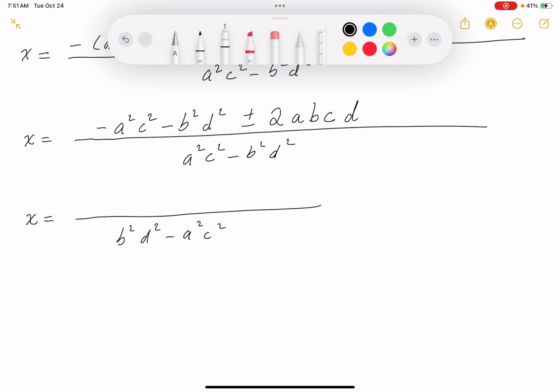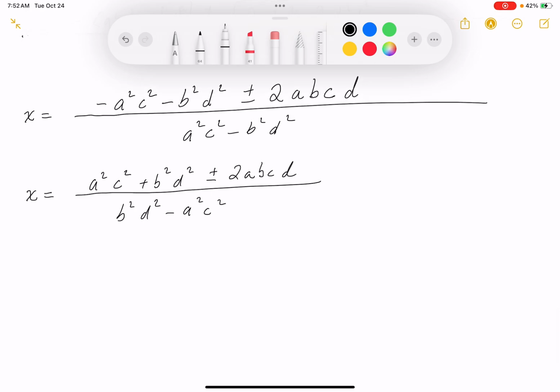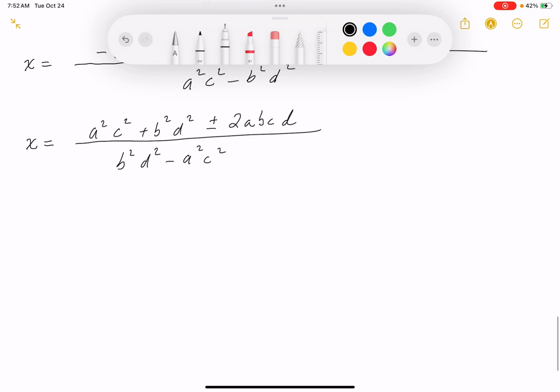And on top, there's 2 different things I'm seeing, by the way. I'm seeing a squared c squared plus b squared d squared. And by the way, it's still plus or minus 2abcd. All right, let me see if I did that right. Basically what I'm doing is dividing top and bottom by minus 1. Yeah, I think I did okay. If you want to write it as minus plus, you can, by the way. But I'm still seeing 2 things now.